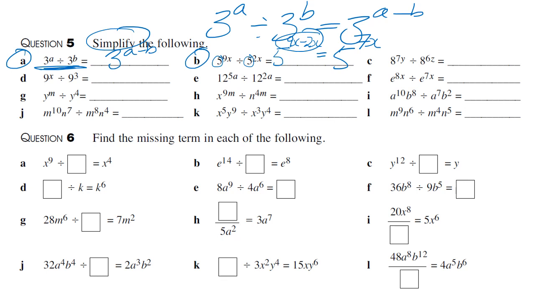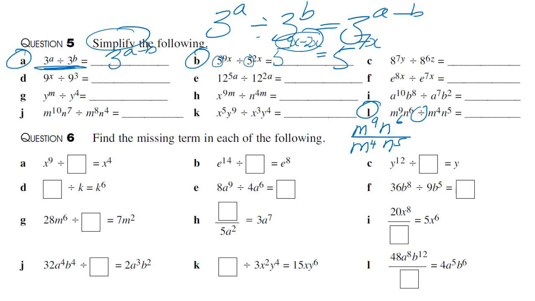Okay, so let's try, I'll do the hardest one. Let's do L. m to the power of 9 times n to the power of 6 divided by m to the power of 4 and n to the power of 5. So another way of writing this out, remember this division, we can write it as the line in between a fraction, right? We can write it as a vinculum. So m to the power of 9, n to the power of 6 divided by m to the power of 4 and n to the power of 5.